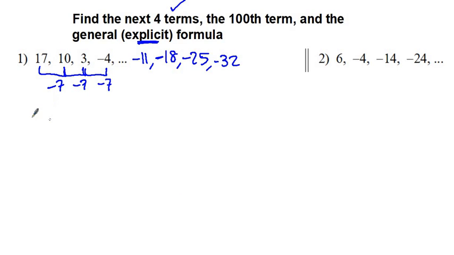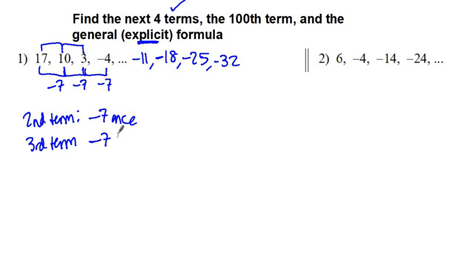To get to the second term, we did minus 7 one time. We went from 17 to 10, we did minus 7 once. To get to the third term, we started at 17, and then we did minus 7 two times. We did that twice. To get to the fourth term from 17, we did minus 7 1, 2, 3 times. So we did it 3 times.